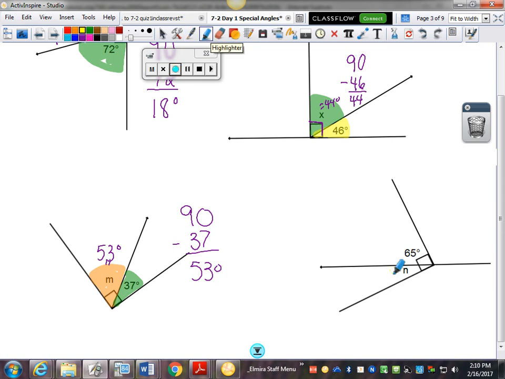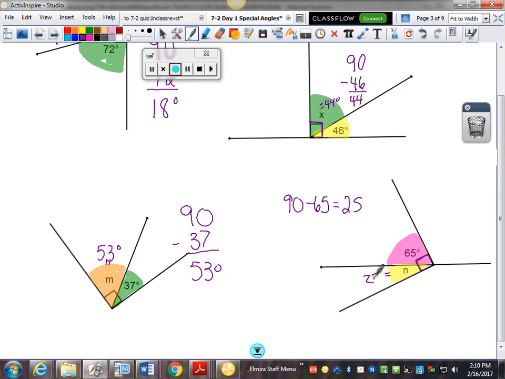Here again, we'll focus on what's labeled. The N is labeled. The 65 is labeled. And if we focus on what's labeled, then I can see my square in the corner, I can see my 90 degree angle. So 90 take away 65 is 25.